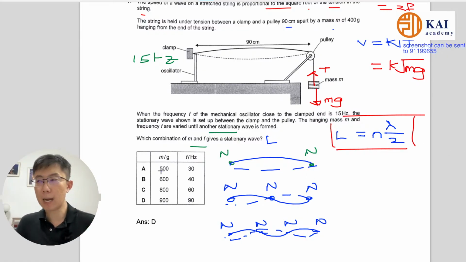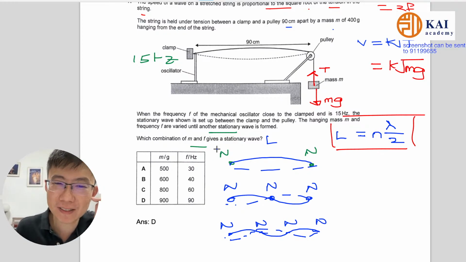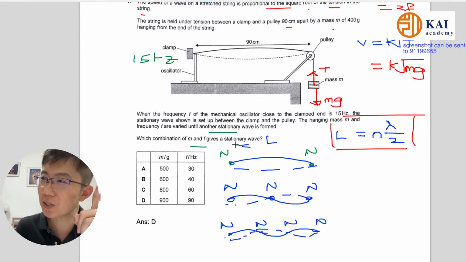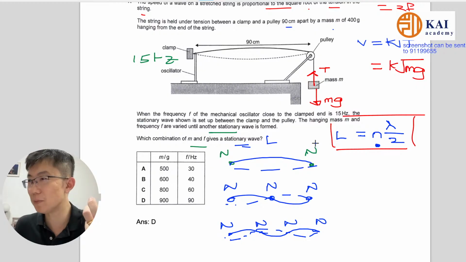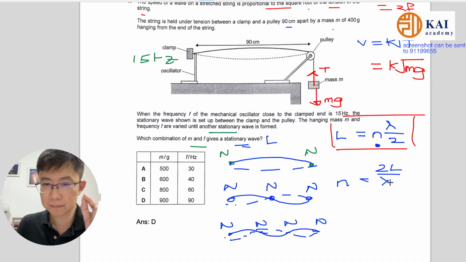Okay, how does this help us? The question is asking which combination gives us a stationary wave. Now, for a stationary wave to be formed, n must be an integer. So if there is a combination of frequency and mass that does not give us an integer value of n, a stationary wave will not be formed. That's the idea. So I will now make n the subject of the formula. So n equals 2L over lambda.